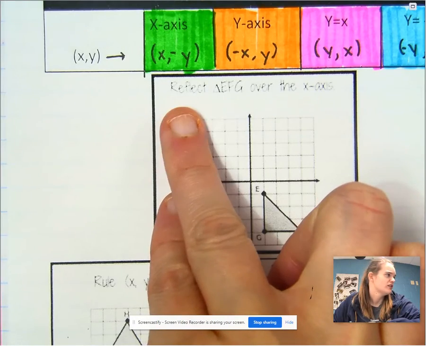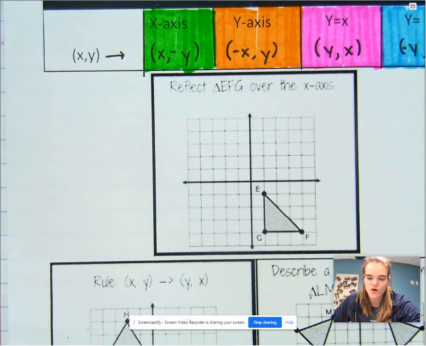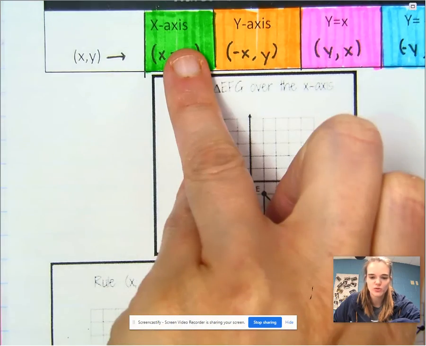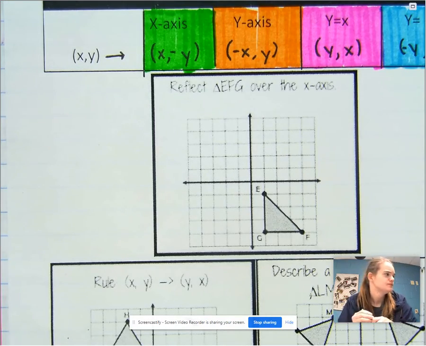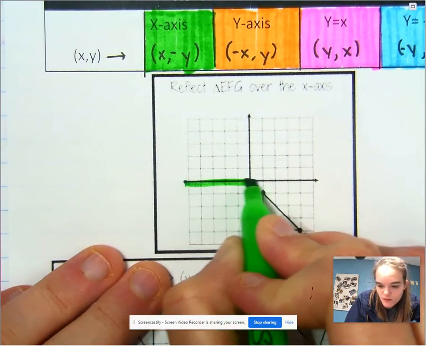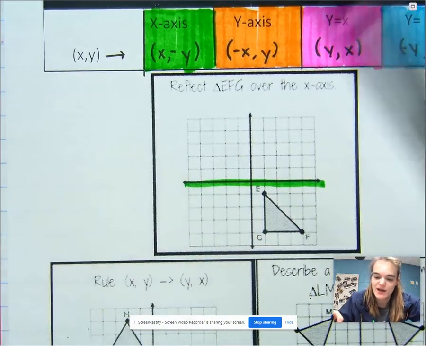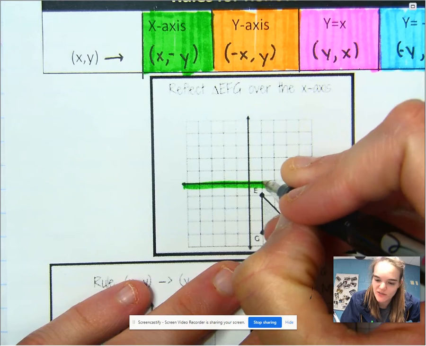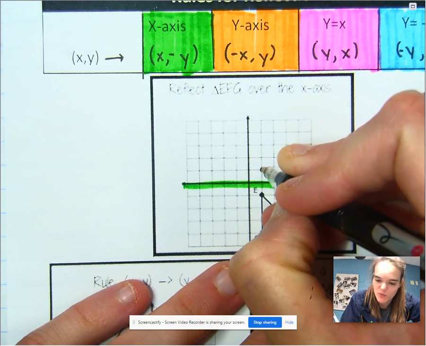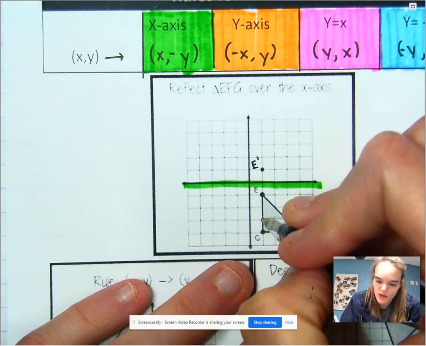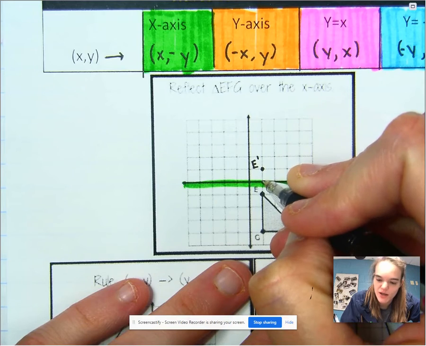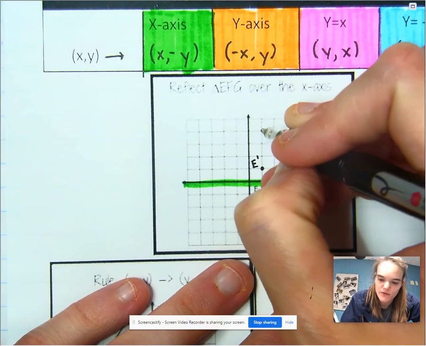All right, let's work on these. This example that's kind of hard to see says reflect EFG over the x-axis. That means you're either using the rule or you're just reflecting. Reflecting over the x-axis is not one that's hard to do so that you would need the rule. Because remember, here's the x-axis, and I'm just going to count. So E to the x-axis is 1 unit. So I'm going to go up 1 unit in the same direction, E prime. G is 1, 2, 3, 4 units away. So I'm going to go 1, 2, 3, 4 units away.